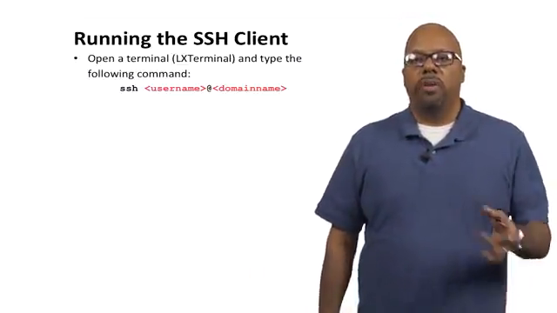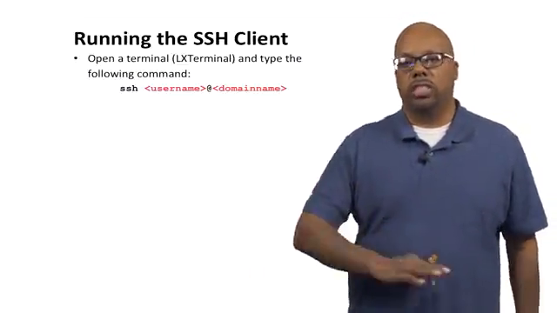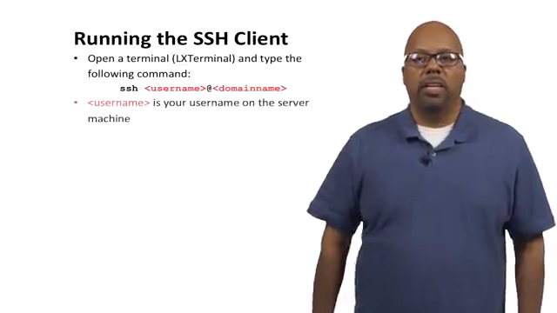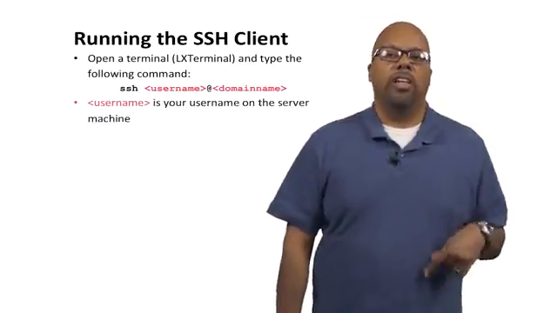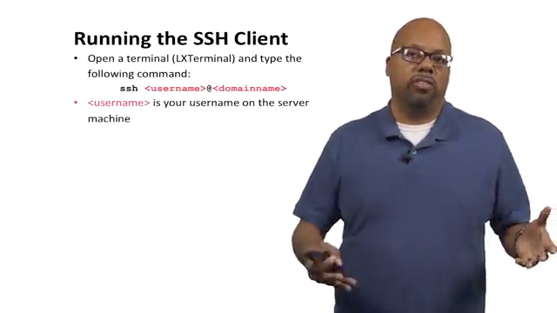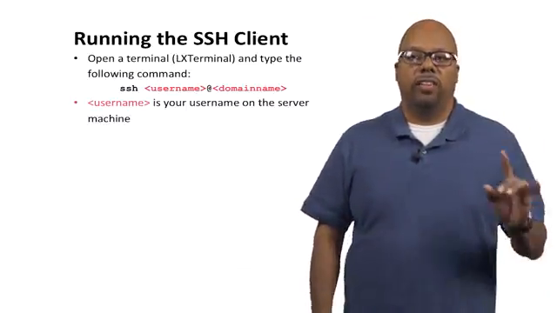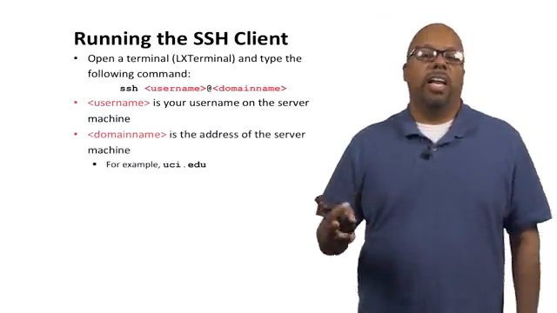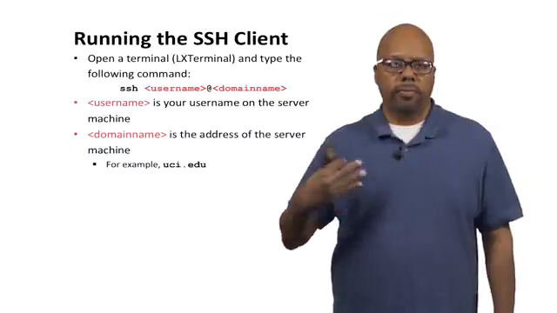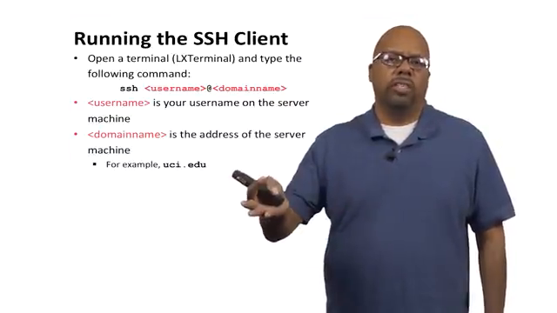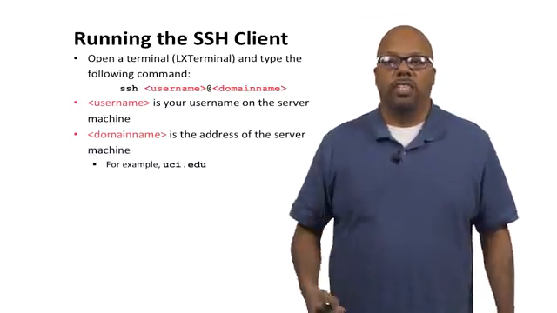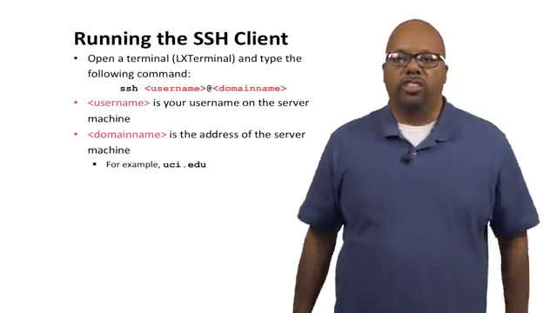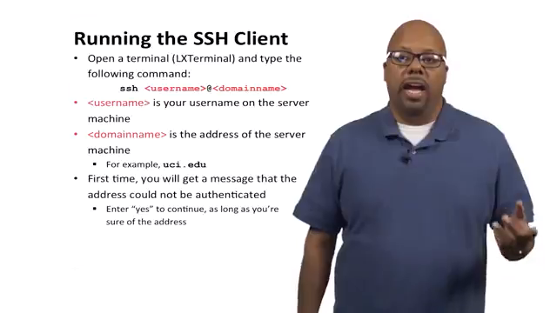So you type in the following command: ssh, which is the name of the program, then a username, and then a domain name. The username is your username on the server machine. Whatever your username is on the server, you put that there. That's to the left of the @ sign. To the right of the @ sign, you give the domain name. That's the mnemonic, the address for whatever the server machine's name is. For instance, that might be uci.edu. That's what I want to connect to.